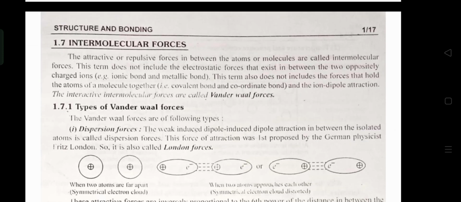Now we will discuss intermolecular forces. The forces that are attractive or repulsive between atoms or molecules are called intermolecular forces. The term does not include the electrostatic forces that exist between two oppositely charged ions or in metallic bonds. This term also does not include the forces which hold the atoms of the molecule together, the covalent bond and coordinate bond, and the ion-dipole attraction. The intermolecular forces are van der Waals forces.